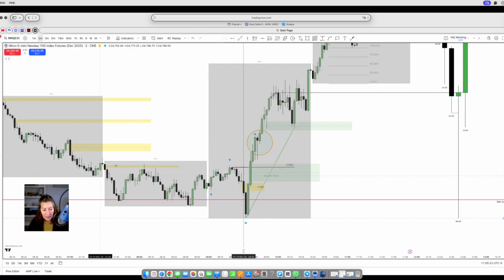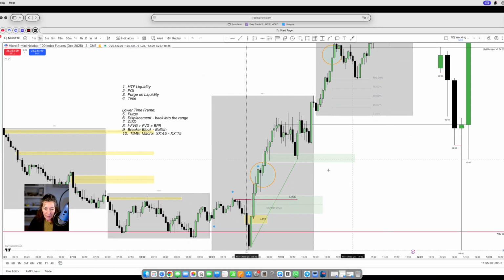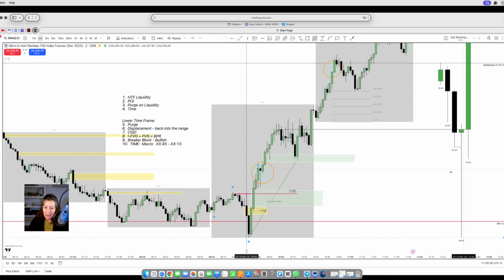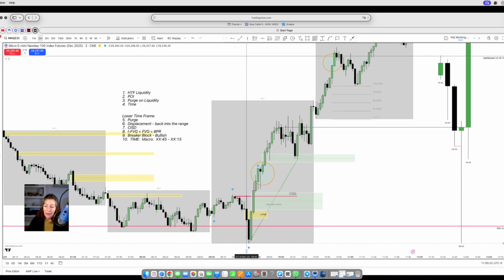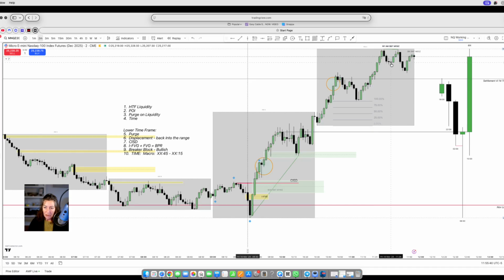And then what is the next thing that we're looking for? We're looking for a fair value gap. Well, when price is moving quickly, there should be a number of fair value gaps that form. So here's the first one. Here's the next one. You could continually put them on your chart going up, right? And in this area, I like to see them either really close together or overlapping.